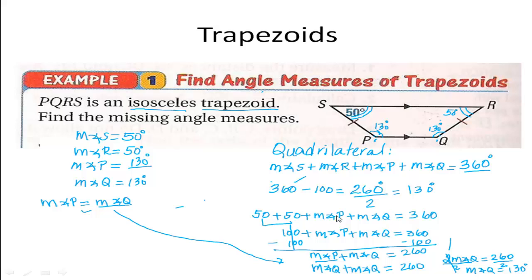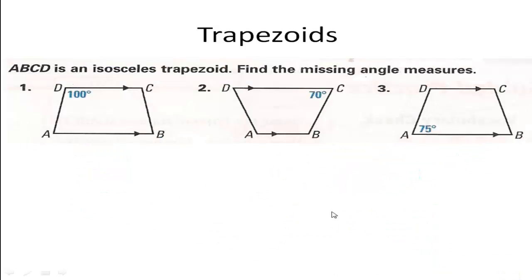So 2 ways of doing it. You can use whichever way you want. You get the same answer. Here are 3 examples. Finding the missing angle measures. Let's do number 1 very quickly.